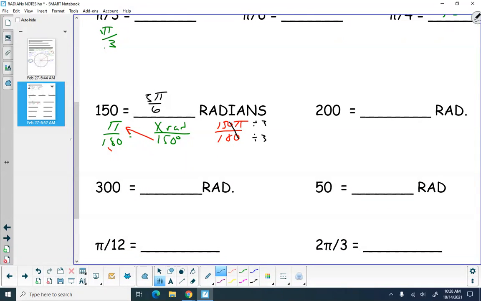I want you to do the next three. Check your answers with somebody around you. 200 degrees in terms of radians. 300 degrees in terms of radians. 50 degrees in terms of radians. Leave things in terms of pi. Check your answers with somebody around you.